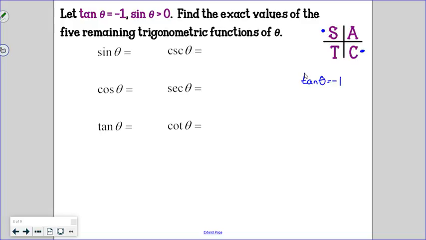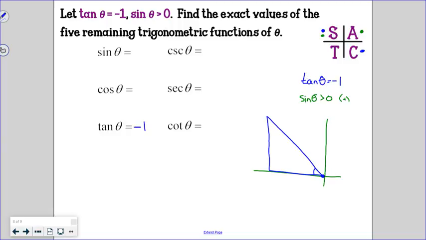The other piece of information is that sine of theta is greater than 0, which is positive. The places that sine can be positive, everything's positive in quadrant 1 and in our sine-only quadrant. The overlap happens in quadrant 2. So we should draw our triangle into quadrant 2. To get to quadrant 2, I start at the origin, I move left and up, connect back to the origin.